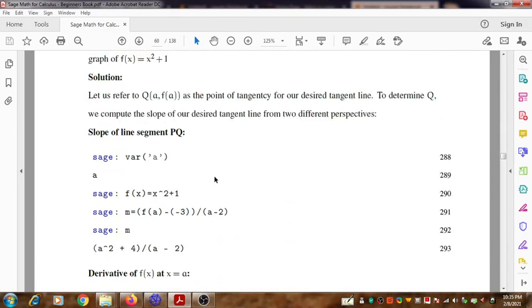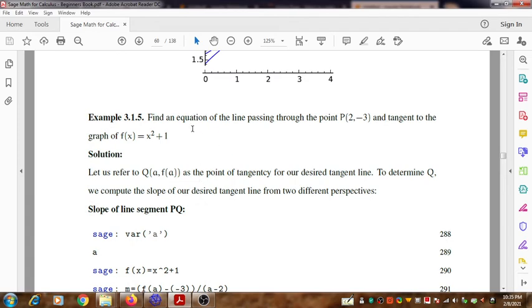See, one more problem we have to discuss. Find the equation of the line passing through the point P(2, -3) and tangent to the graph of f(x) = x² + 1. Find the equation of the line passing through the point P(2, -3) and tangent to the graph of the curve f(x) equals x square plus 1.